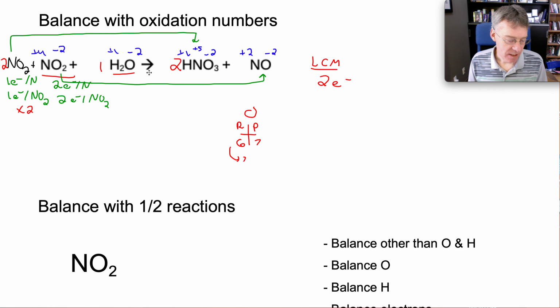Last, we're going to balance the H with H+. So no hydrogen, no hydrogen. We have 2 H's there. And we have 2 H's here. So no H+ is needed to be added.